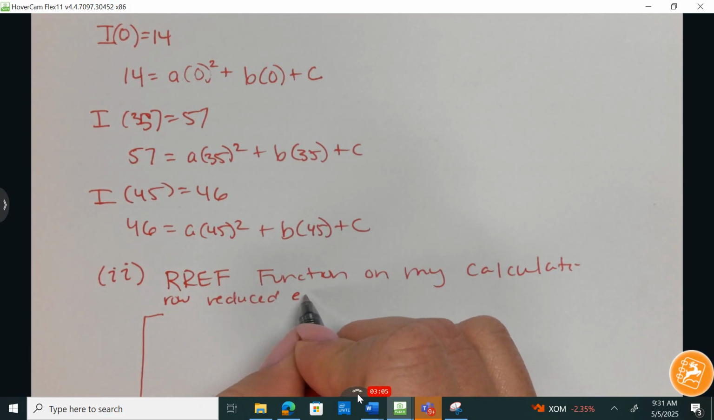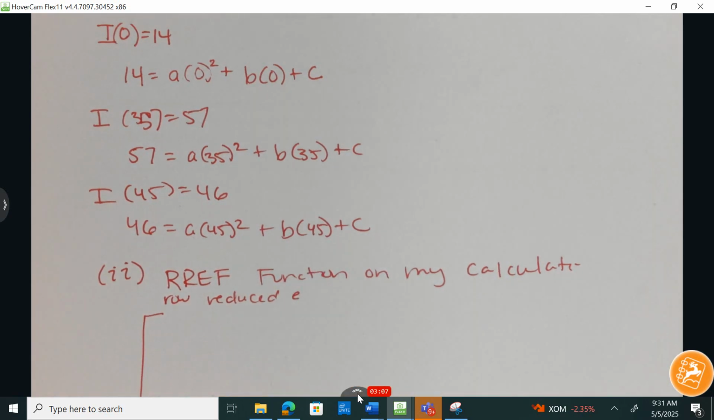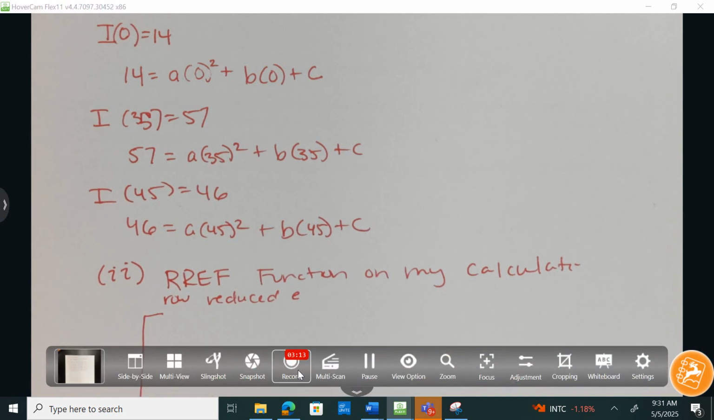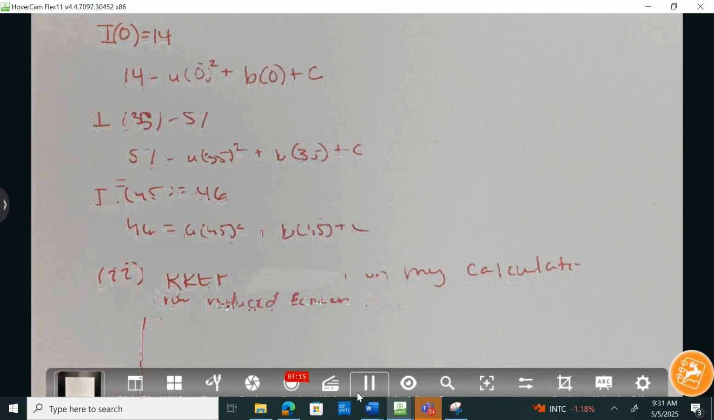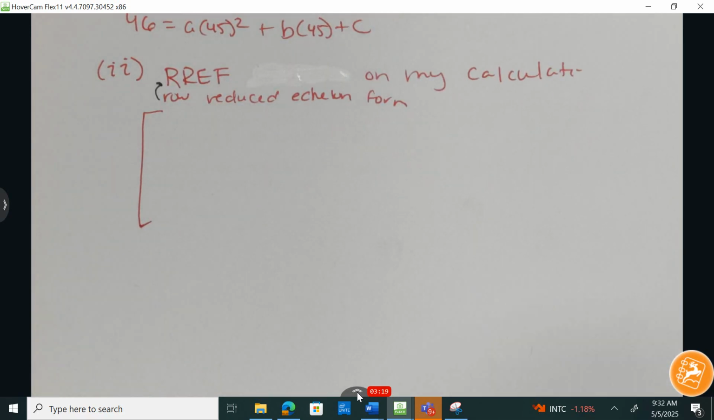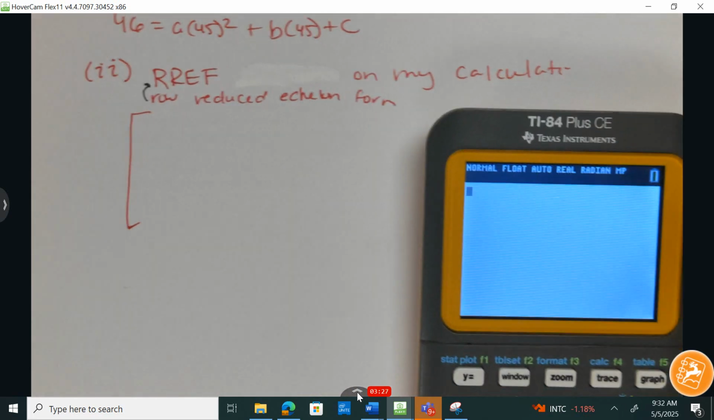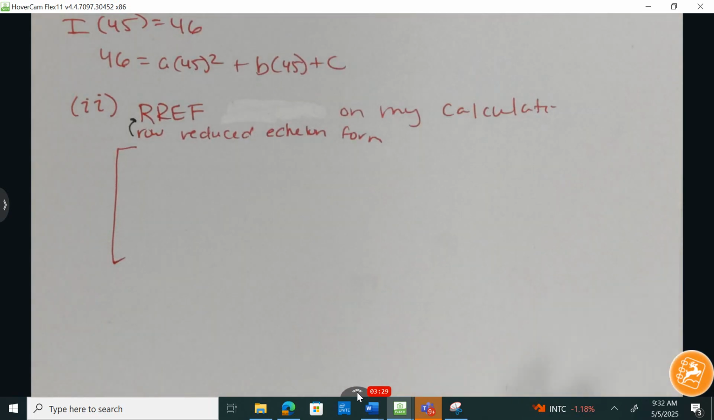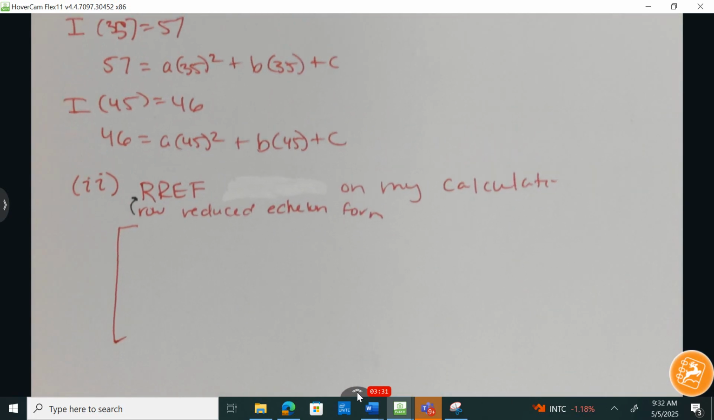Let me actually press pause and figure out what that E stands for. I think it's echelon. It is row reduced echelon form, and so I'm going to use that tool on my calculator. I wanted to replace the word function with tool, so it isn't confused with a mathematical function. So how do we do this? Feel free to run through this with me, and I'll go through it a little bit slower.